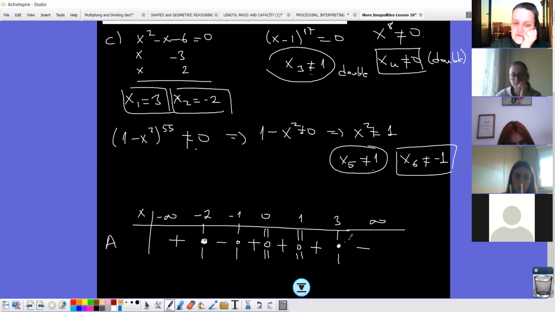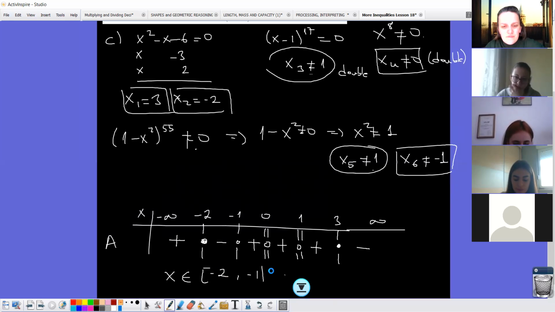plus, minus, minus. Okay. We are looking for less than zero, so it will be from -2 till -1 and from 3 till infinity. -2 will be included, -1 is not included. Union 3, from 3 included till plus infinity. Okay. It's okay, guys? Let me check what we have more about this, if we have something or not.